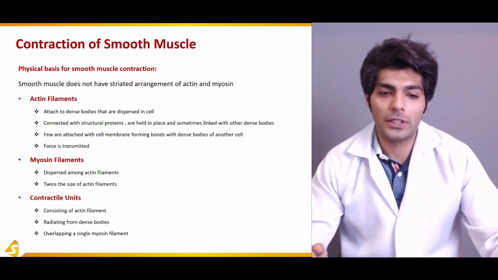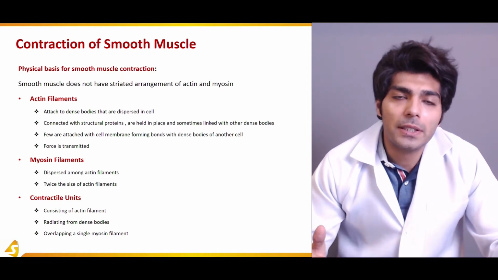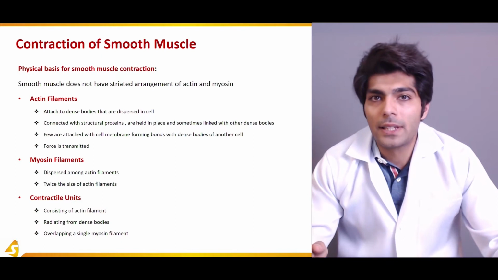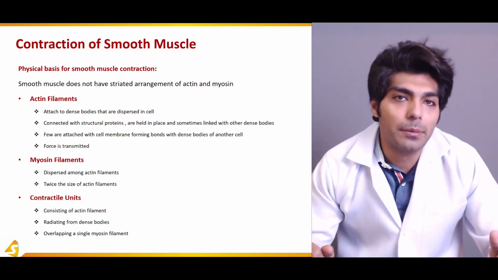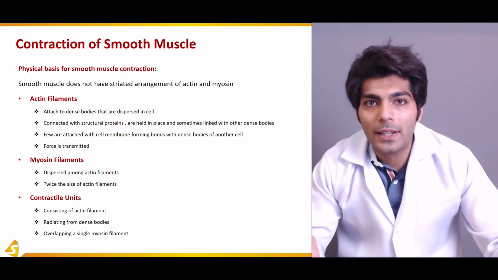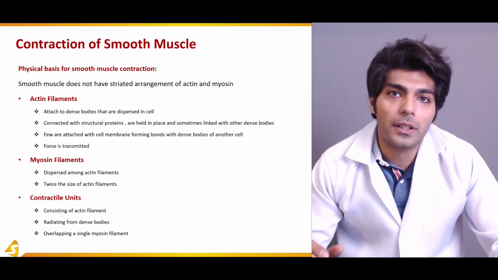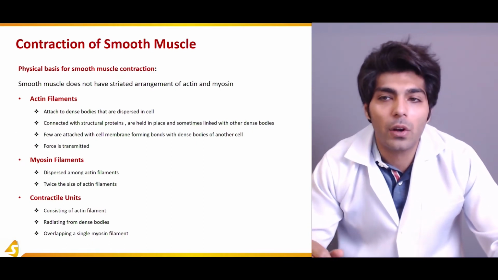So what are dense bodies? These are the bodies that are present throughout the muscle fiber cell, and they are connected with the intermediate filaments, and these intermediate filaments link one dense body to another dense body, and they are connected with the sarcolemma, the membrane of the smooth muscle.